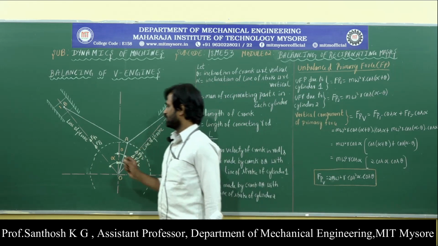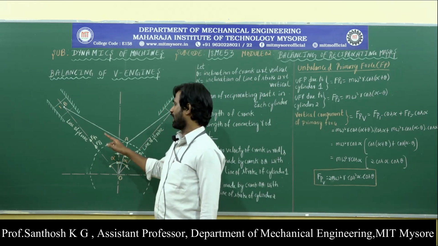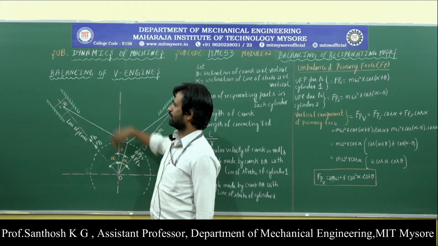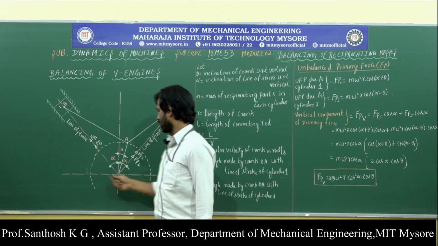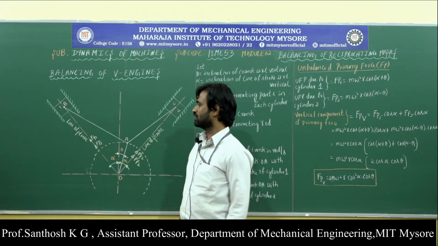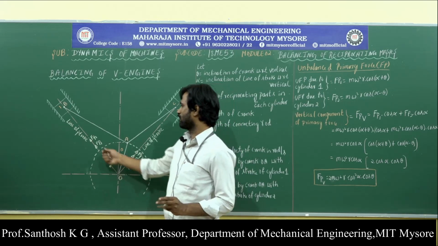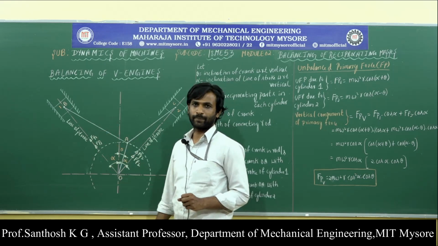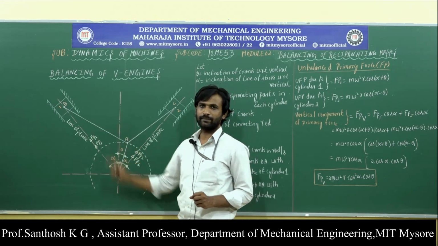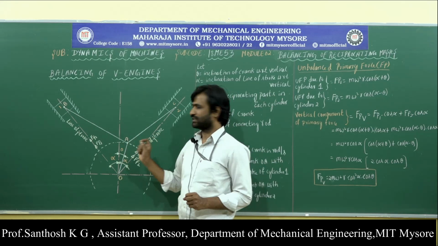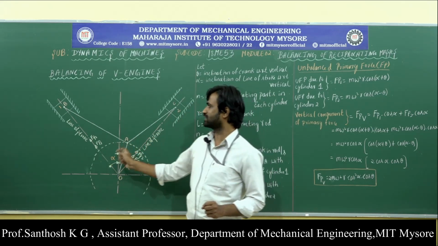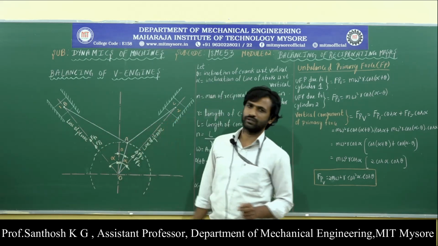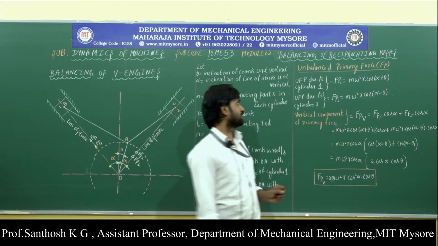We know that the primary forces and the secondary unbalanced forces produced in case of the radial engine will be acting along the line of strokes. So, let us first try to find the value of the primary unbalanced force and the secondary unbalanced force. First, let us find the primary unbalanced force that is acting along the line of stroke of cylinder 1 and also the line of stroke of cylinder 2.